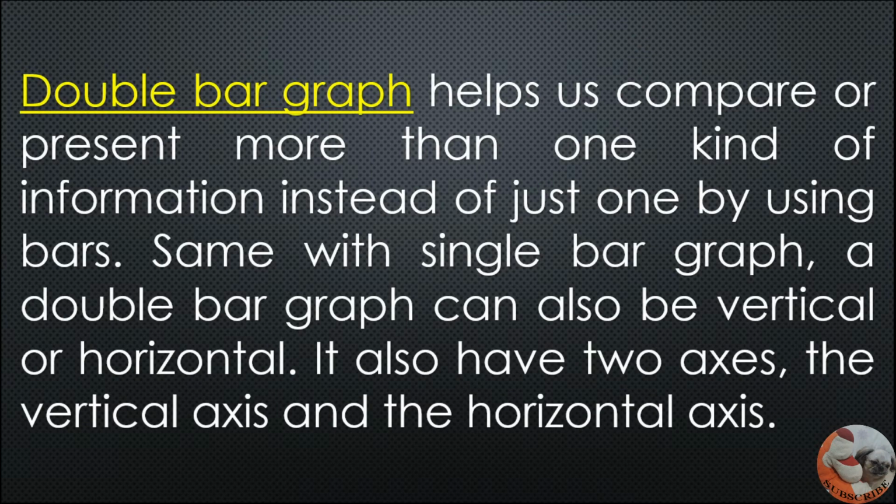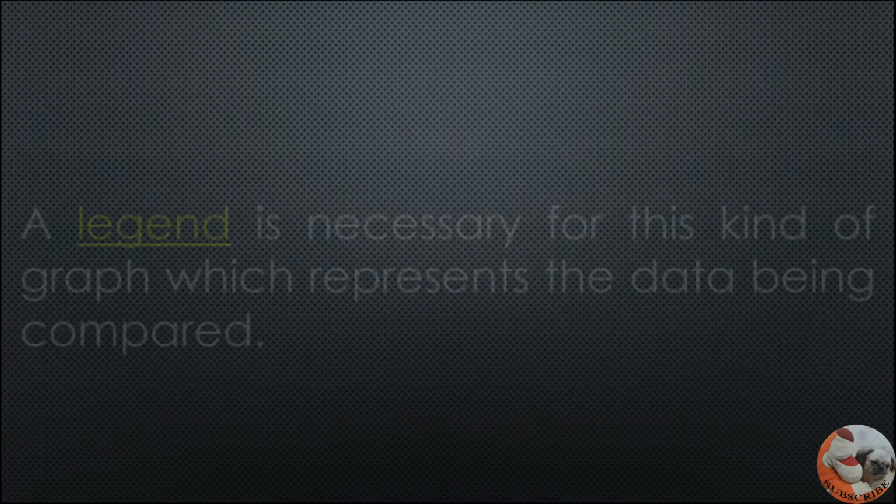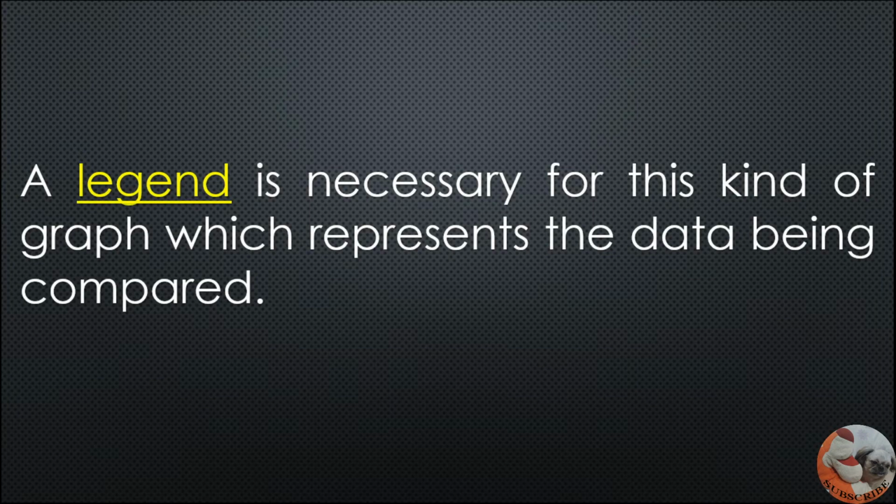A double bar graph helps us compare or present more than one kind of information instead of just one by using bars. Same with single bar graph, a double bar graph can also be vertical or horizontal. It also has 2 axes, the vertical axis and the horizontal axis. A legend is necessary for this kind of graph, which represents the data being compared.